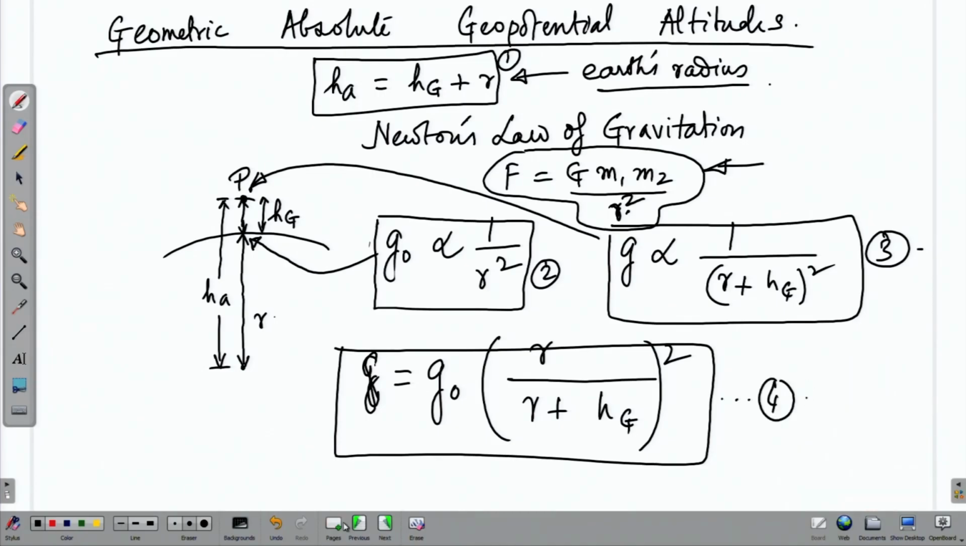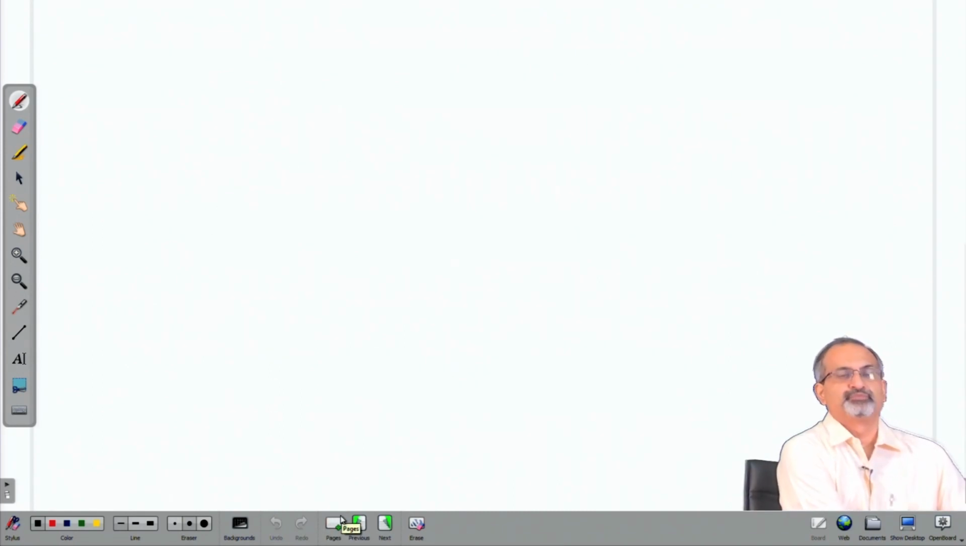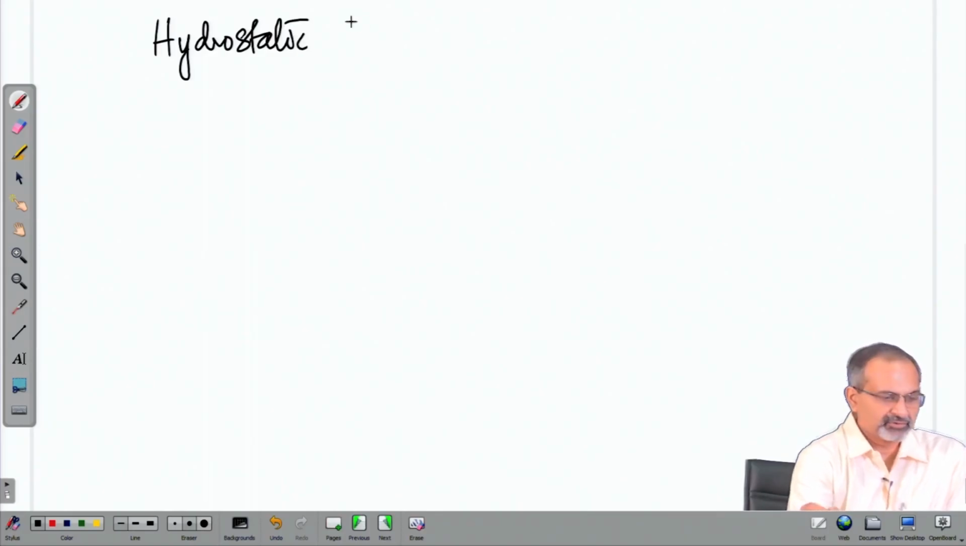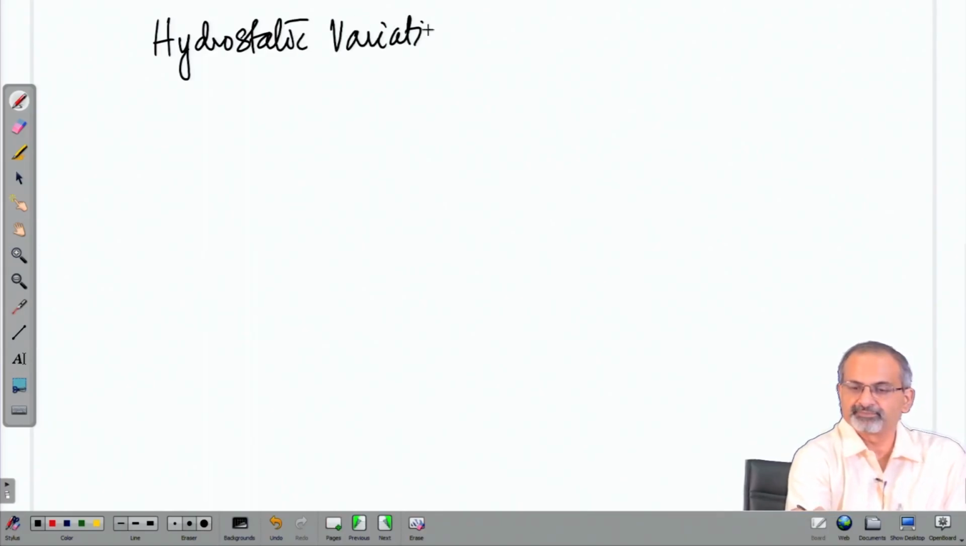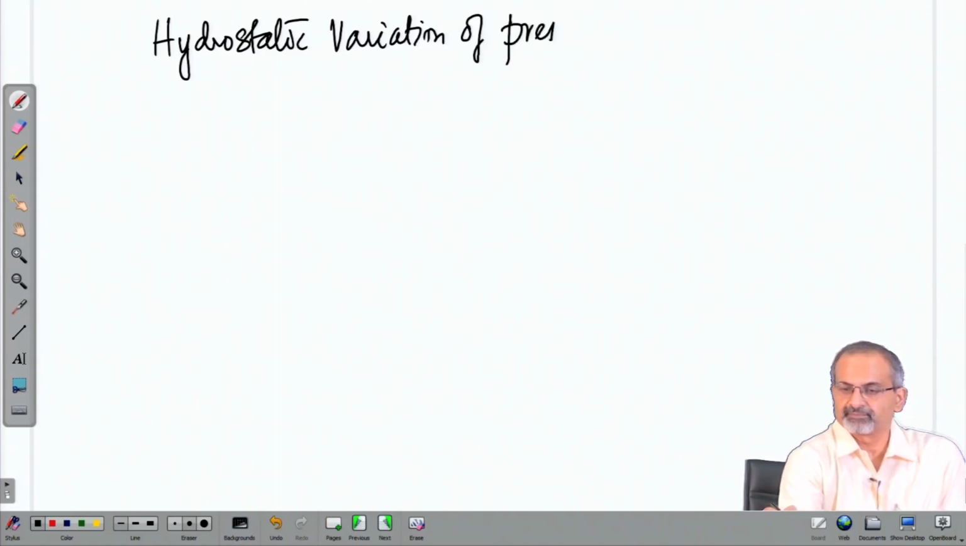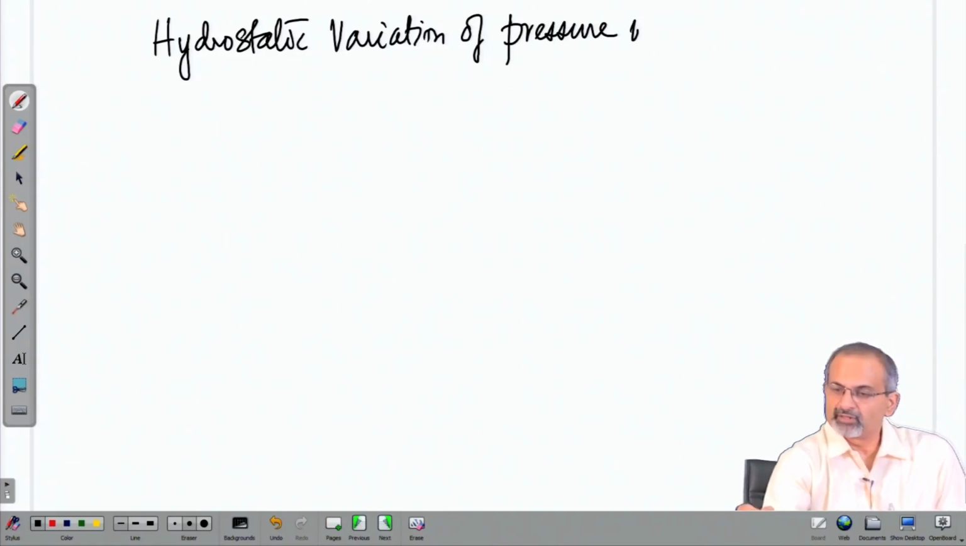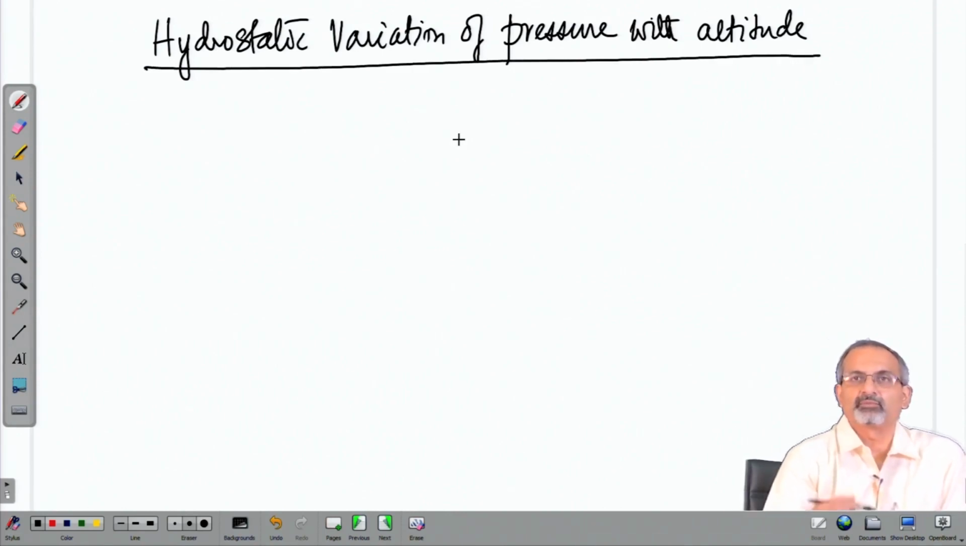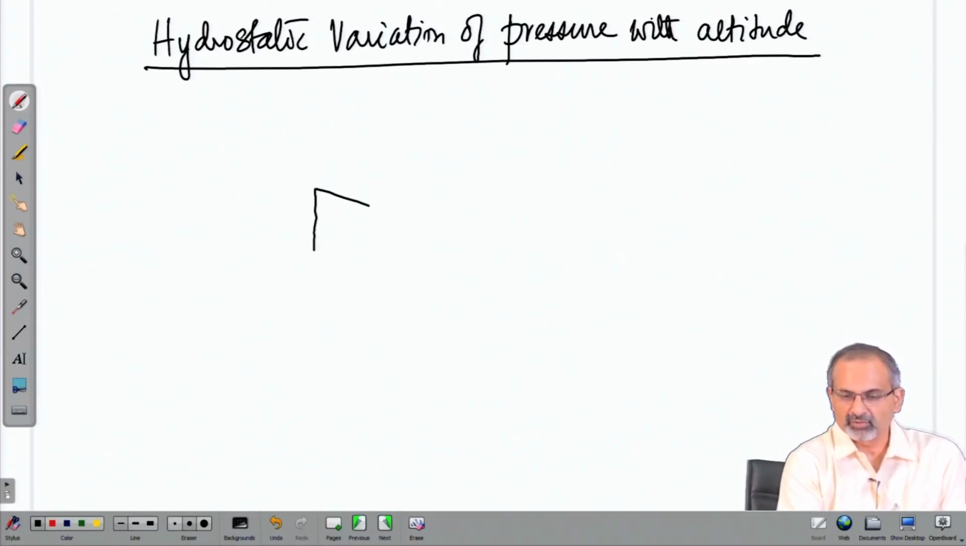We have a couple of equations now, but we would need some more. The next step would be to develop an equation which represents the hydrostatic variation of pressure with altitude. As Hg changes, for example, how does the pressure change from one point in the atmosphere to another where the altitudes are different? For that, let us draw a small control volume.